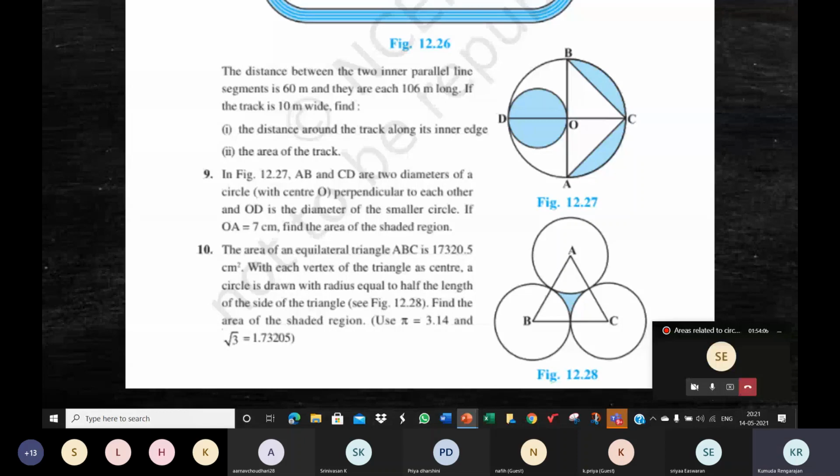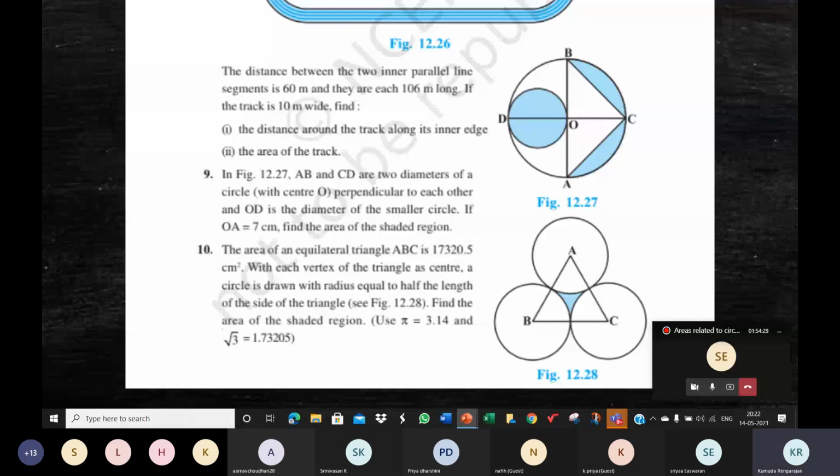Root 3 by 4 into side square is equal to the given area. On working that, you get side square is equal to 40,000. Shift the decimal places. You will get 10,000. 10,000 into 4, 40,000 is side square.